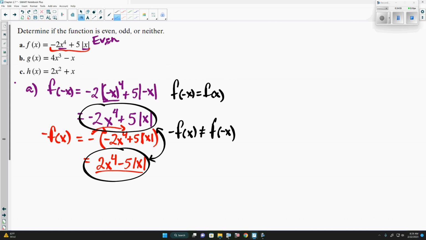But any questions on this so far? Now, for the most part, if a function's even, most likely it's not going to be odd. If a function's odd, it's not going to be even, and there is the chance that it could be neither. Any questions on this here so far?